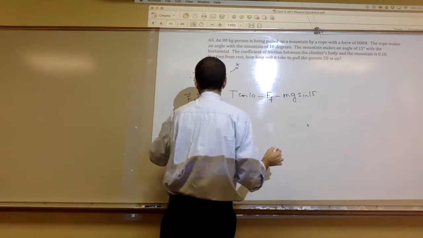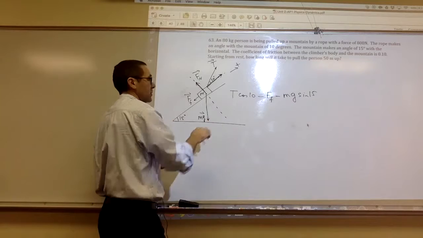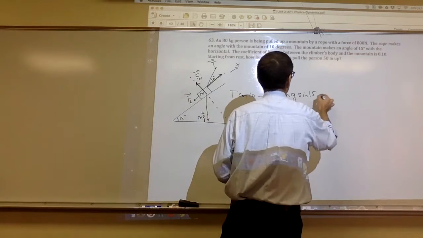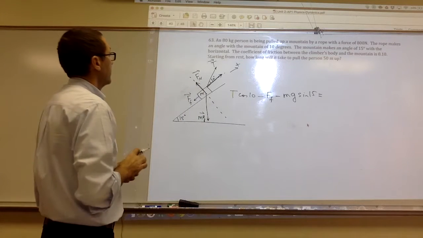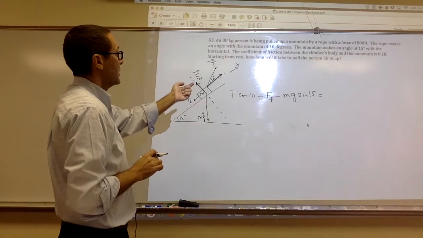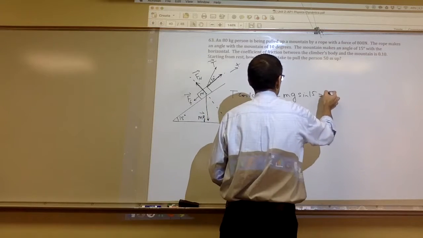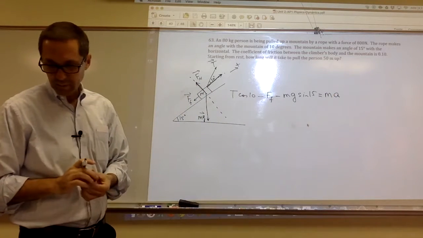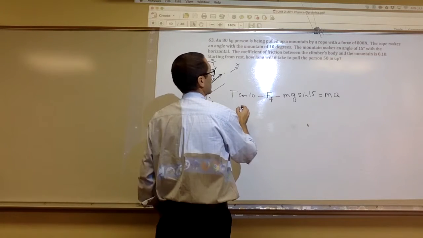Now just be careful which angle you put in there. In here, you have to put the angle that the mountain makes with the horizontal. Equals, now we have to say either ma or 0. But here it says that it starts from rest and it accelerates to a certain speed, so it's got to be some acceleration. Okay? All right, so let's see if we can plug in some numbers there.